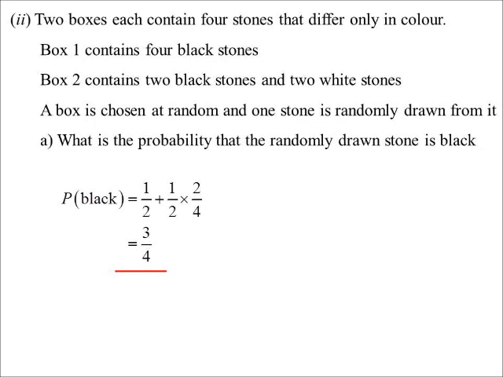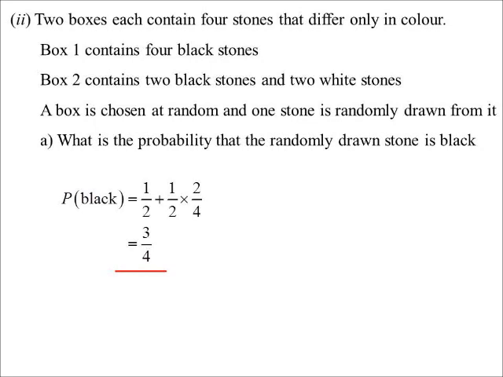Or I could get the second box and I know, well, it's all right. A half plus a half times 2 on 4. Here's my logic. This is where all the numbers come from. The first one is a half. I have a 50-50 chance of picking box 1. So, probability of a half that I pick box 1. But if I pick box 1, then there's a probability of 1 that the stone that I pull out is black. So I didn't bother writing the times 1 there.